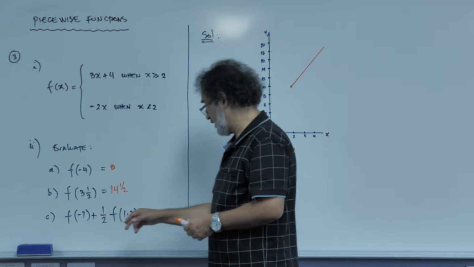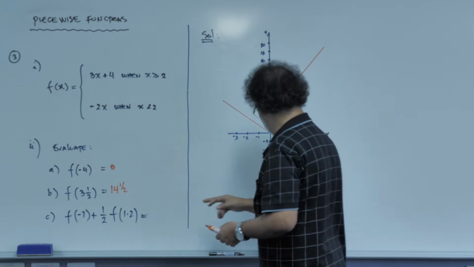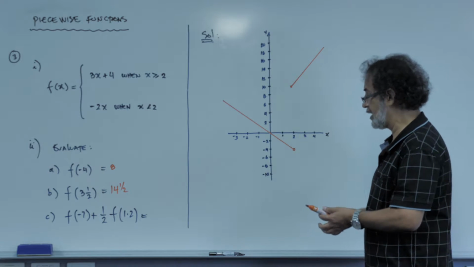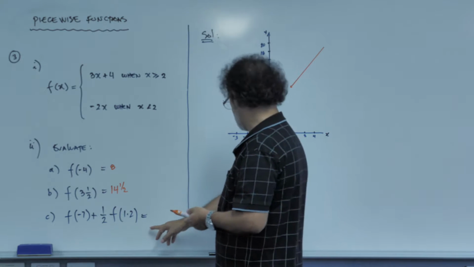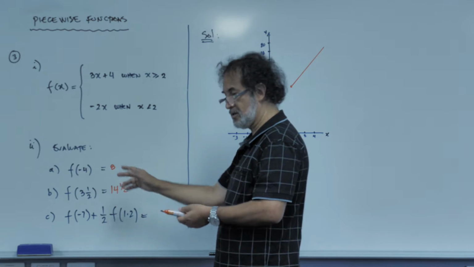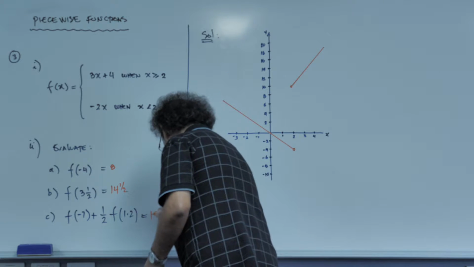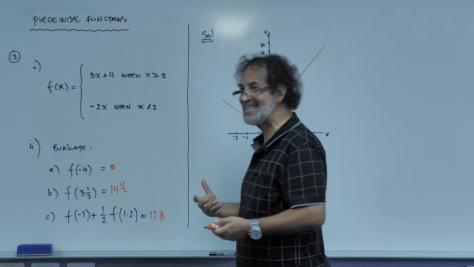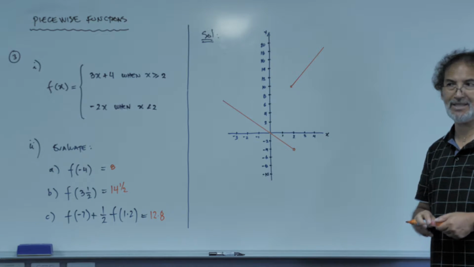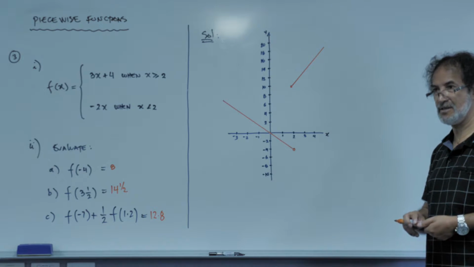Okay, if -7, obviously you're going to be using this one to calculate that one. And 1.2 is where? 1.2 is somewhere here, so you're going to be using the same one. Okay, so then you just simply substitute -7 here, and then 1.2 in here, and then you do what they say. And the answer is 12.8. Okay, so this is just very basic substitution, something that we did in year 7 and year 8.